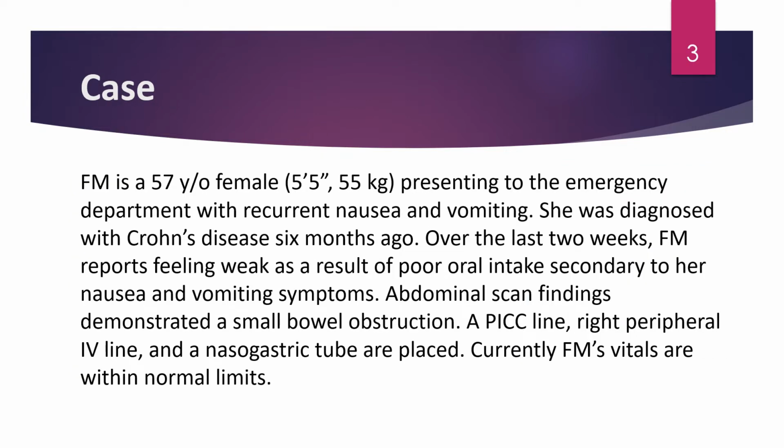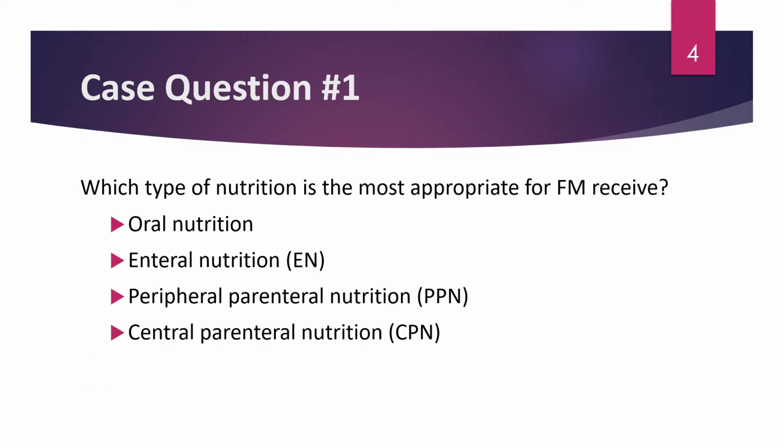So we do have a case. FM is a 57-year-old female, 5'5" and 55 kilos, presented at the emergency department with recurrent nausea and vomiting. She was diagnosed with Crohn's disease 6 months ago. Over the last 2 weeks, FM reports feeling weak as a result of poor oral intake secondary to her nausea and vomiting symptoms. Abdominal scan findings demonstrate a small bowel obstruction. A PICC line, right peripheral IV line, and nasogastric tube are placed. Currently, FM's vitals are within normal limits.